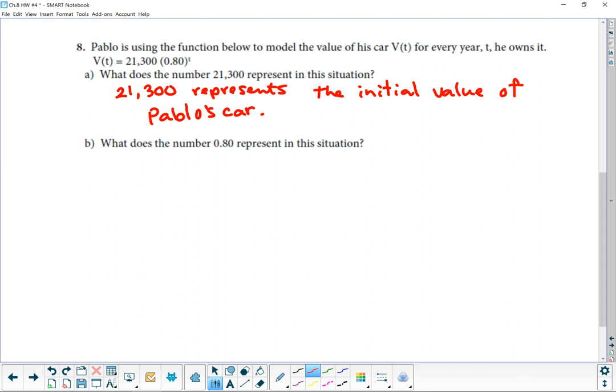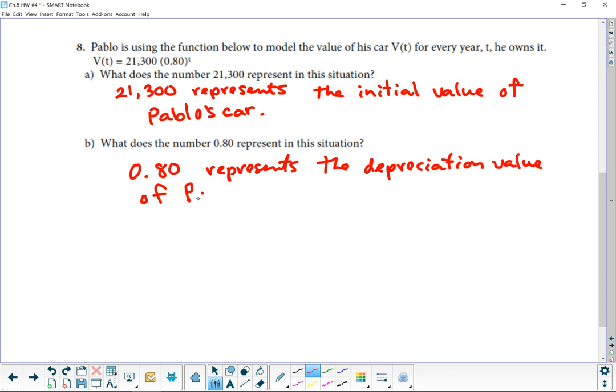What does the number 0.80 represent in this situation? 0.80 represents the depreciation of Pablo's car. Actually, 0.80 is 1 minus something. If you have 80%, how much did you lose from your original value? Well, you start with 100%, so you lose 20%. So 0.80 is actually 1 minus the 20%, or 0.20. So the depreciation value is 20%. Basically, when you buy a new car, it's not going to be worth the same amount. Every year you lose some money from it if you want to sell it.